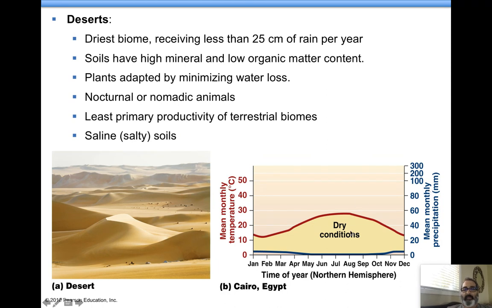Deserts. Look at the precipitation. Okay, these are the least primary productive biomes. All right, these basically, look at this. You don't have a lot of photosynthesis taking place. You need to know where the Middle East is on a map. So let's go back.